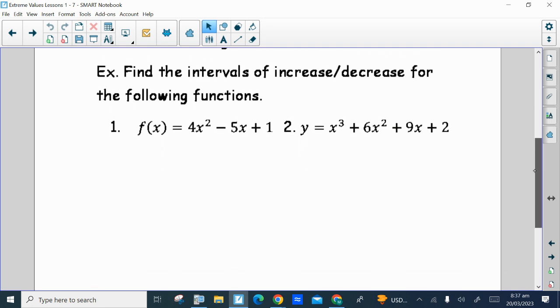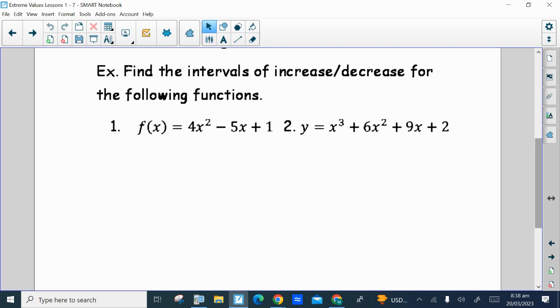So this question says, find the intervals of increase/decrease for the following functions. The first one is a quadratic. It's a quadratic that opens upwards. So as you go left to right, from negative infinity to where the vertex is, the function will be decreasing. And then after the vertex, it will be increasing. So we can use derivatives to find out where, in this case, the vertex is.